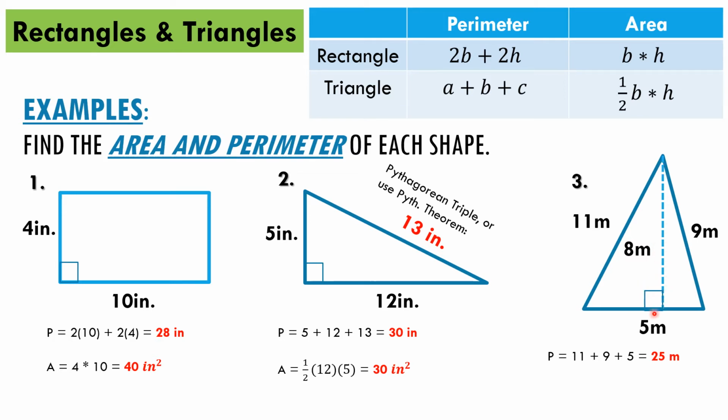So when you're looking at height, you always want to look at the side or the dashed line that has a right angle. So your area is actually going to be 1/2 of 5 times 8, which gives you 20.